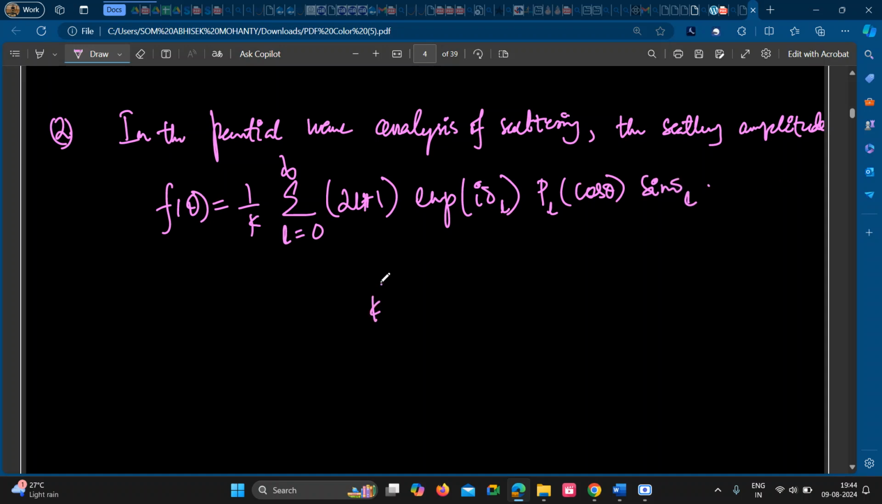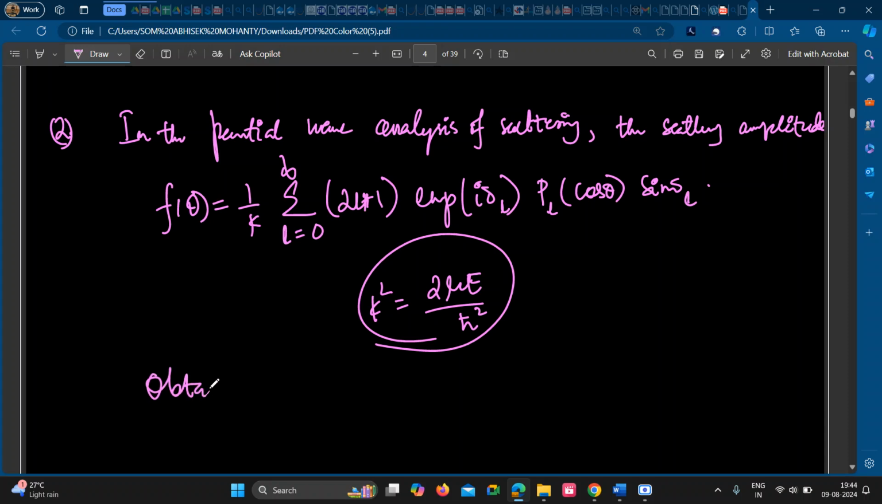Where k square is 2 mu E by h cut square. Here mu is your reduced mass. And this is the expression for scattering amplitude, right? f of theta is 1 by k summation L from 0 to infinity (2L plus 1) exponential i delta L P L cos theta sin delta L. Don't worry, you will easily remember it after a bit of practice.